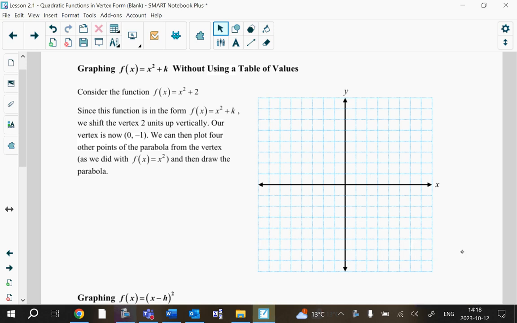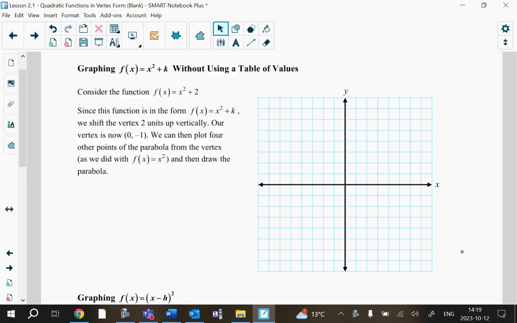Little quiz time. What was the name of the shape that we learned how to graph yesterday? What kind of function do we call a parabola? And we give it a special name.